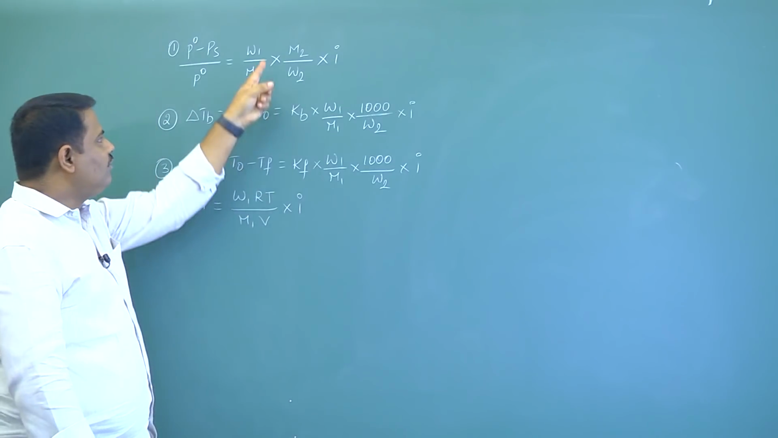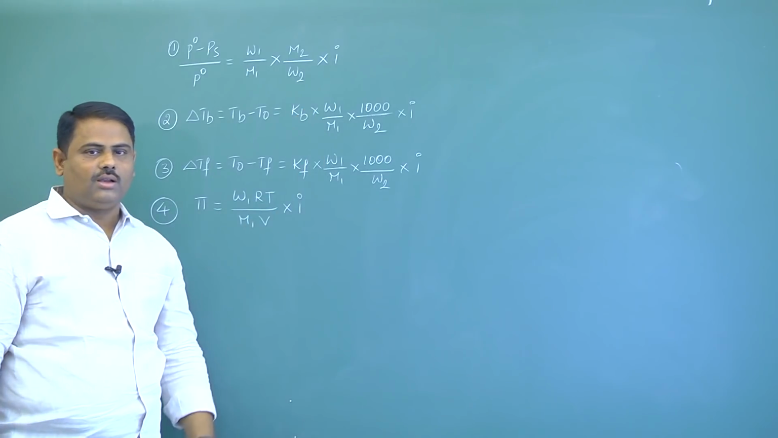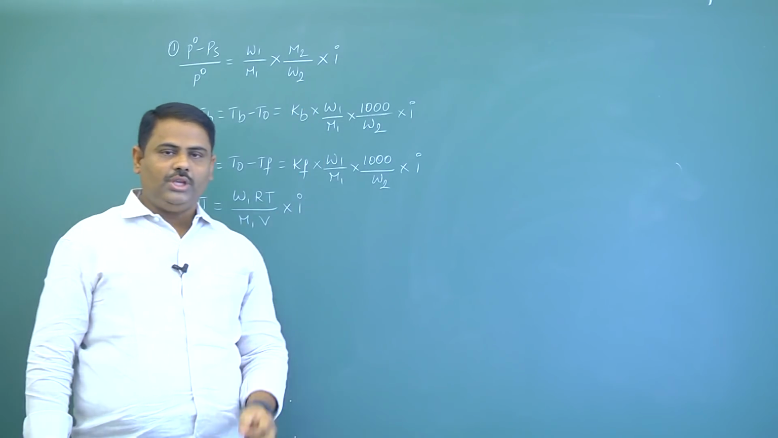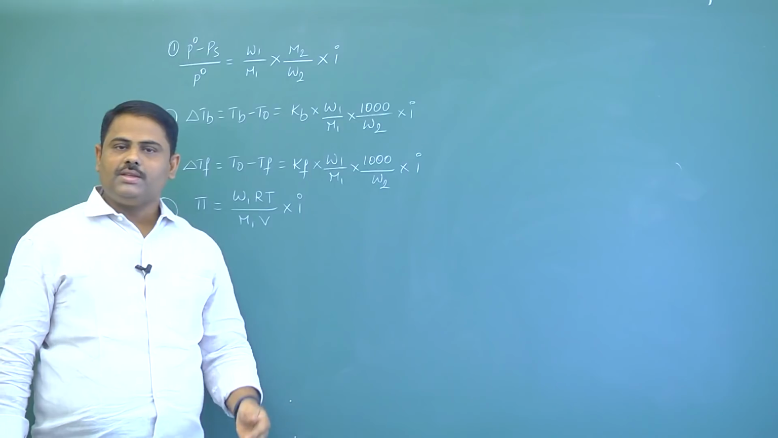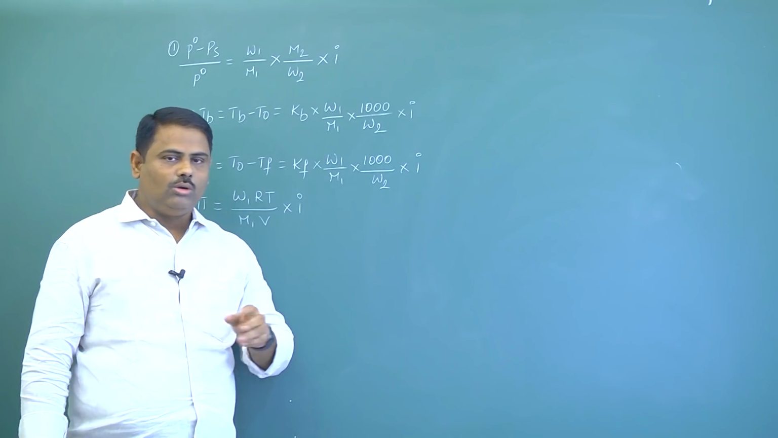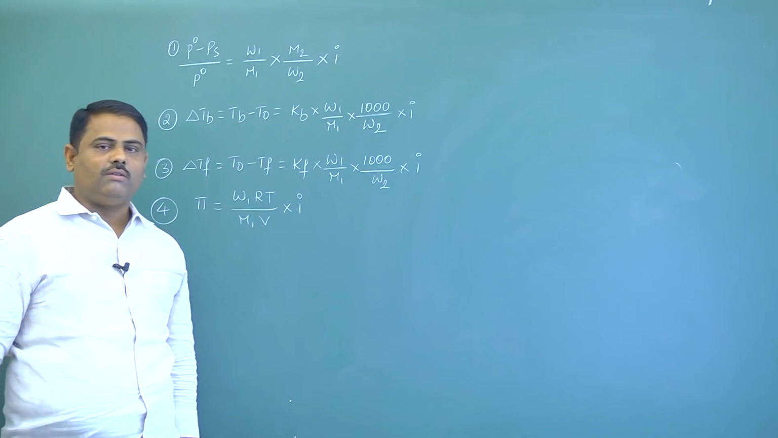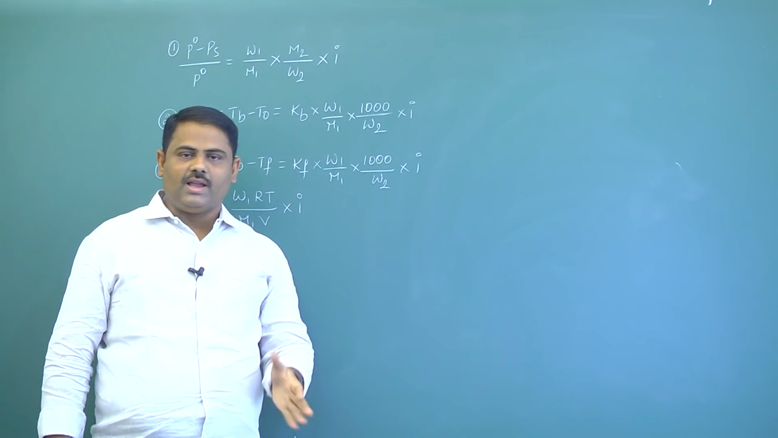Now see all these 4 formulae, here all are multiplied with the Van't Hoff factor I. For the PU syllabus or entrance examinations, while writing any colligative property, don't miss this Van't Hoff factor I, otherwise you won't get the exact answer.